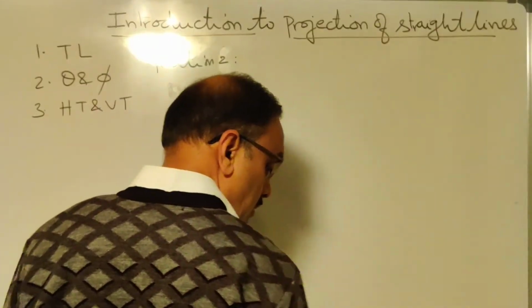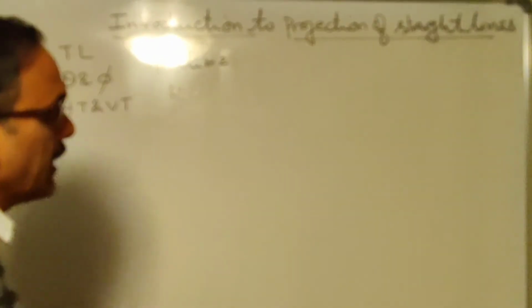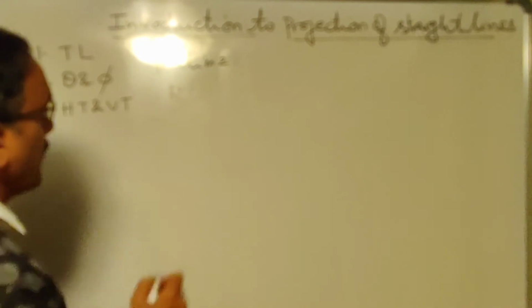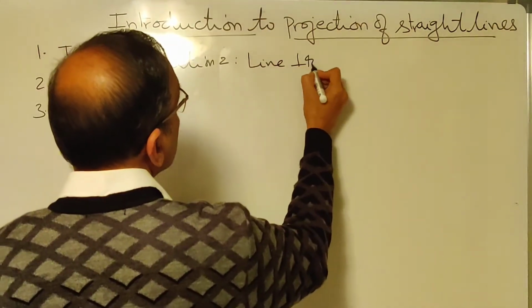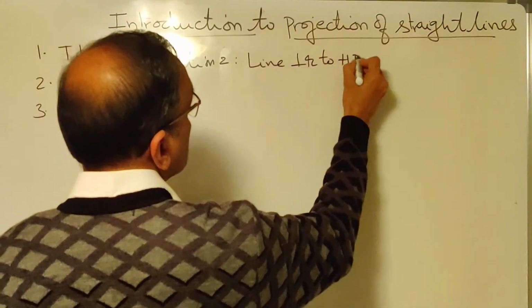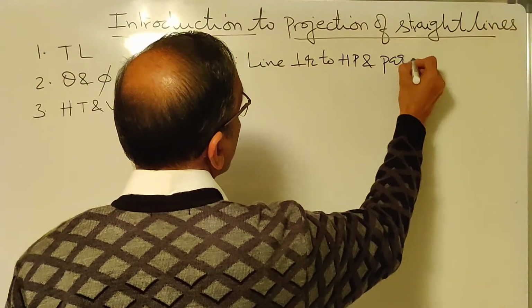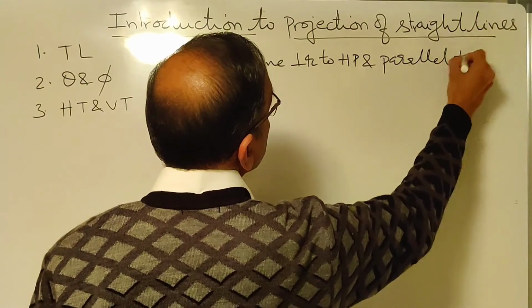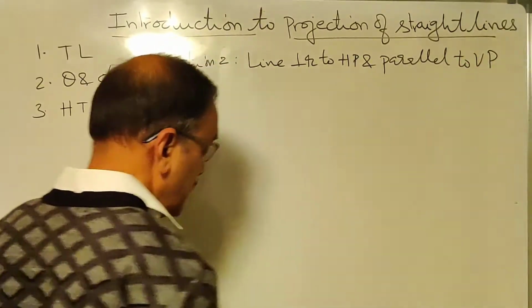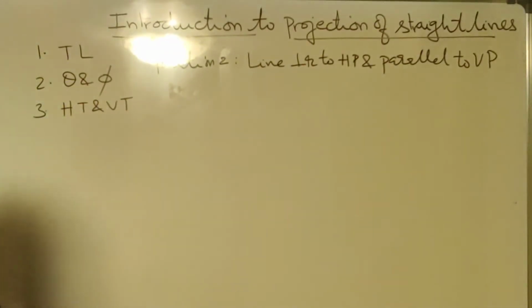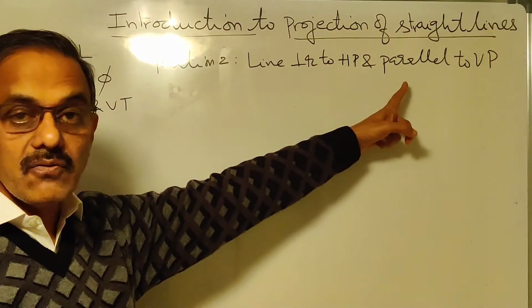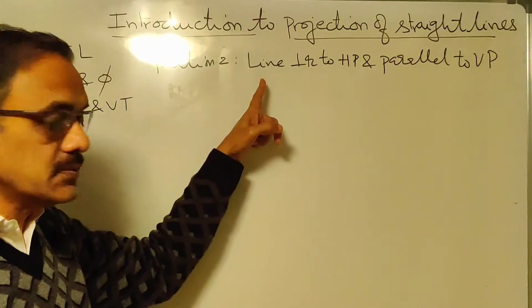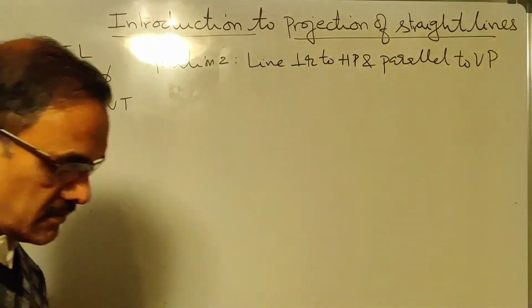Position number 3, I still will keep the line parallel to VP only, but I will make the line perpendicular to HP. Line perpendicular to HP and parallel to VP. So the parallel to VP is being continued. First, second and third, all the 3 positions, the line was kept parallel to VP. But with reference to HP, I am changing its position.